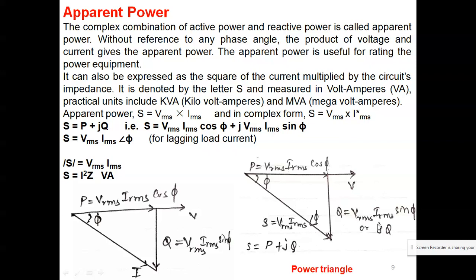So j represents the complex plane here, so S is equal to P plus jQ, and if you take the magnitude of this S, then it is nothing but VRMS multiplied by IRMS. So this is all about the impedance, conductance or admittance, as well as the real power, reactive power and apparent power. This is all about these basic concepts.